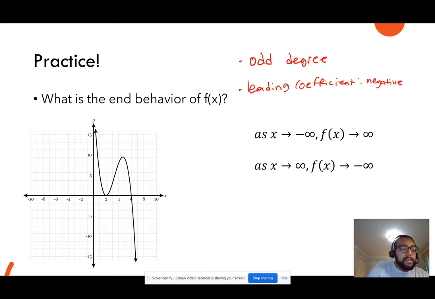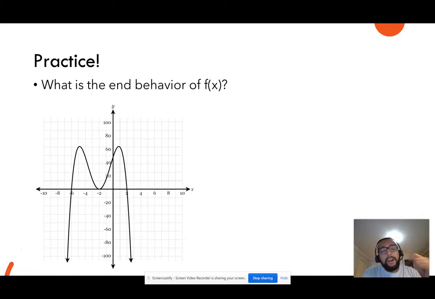Perfect. So let's look at this next one here. The end behavior of this function, f of x, is this equation. Don't really know what it is, but I have a graph here. Okay. So start on your left. Doesn't really matter what side you start off on. I tend to start on the left. So as my x values are approaching negative infinity, my y values, or f of x in this case, are approaching, correct, they're approaching negative infinity as well. As x approaches negative infinity, f of x approaches negative infinity.